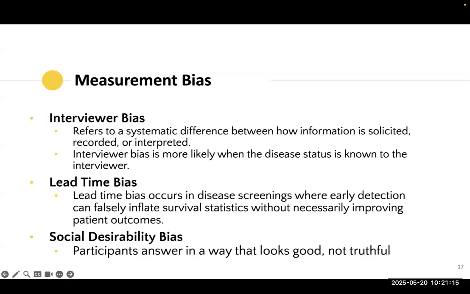Lead time bias is another big one. That occurs in disease screenings where you have early detection, so you have an inflated survival statistic, right? Because most people are diagnosed when they have symptoms. So if somebody has a screening and the disease is found earlier, but it's not going to change the outcome, it makes it look like they lived longer when they really didn't, because you don't know when the person who came in with symptoms would have had the disease caught with a screening. Students have a hard time with that one.